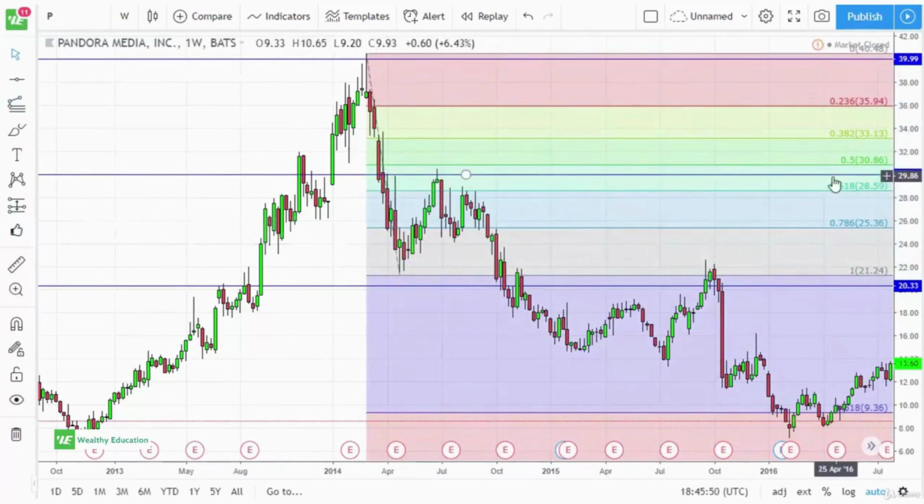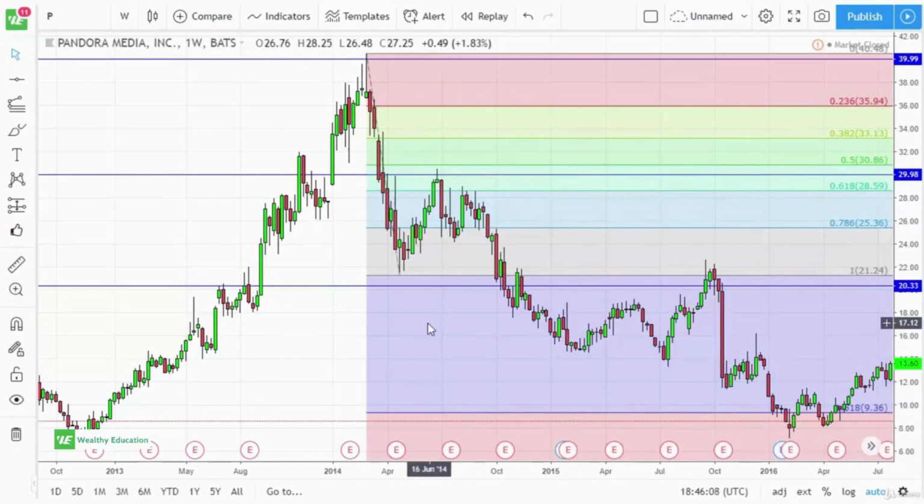So notice that the 50% Fibonacci retracement level is just above $30. $30 is what caused the trouble. We went down to 20, which is what caused the support, basically. We've bounced back here. We've fallen from there again, and we've gone down to roughly $10.